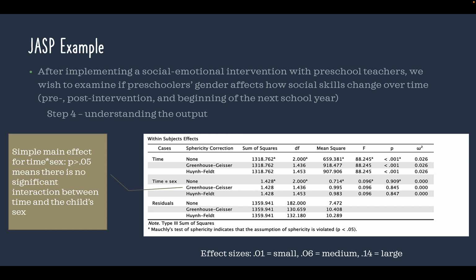All right, in this same output box, we can look at our interaction effect. The simple main effect for time times sex with the Greenhouse-Geisser correction, the p-value is 0.845, so that's greater than 0.05, which means there is no significant interaction between time and the child's sex.